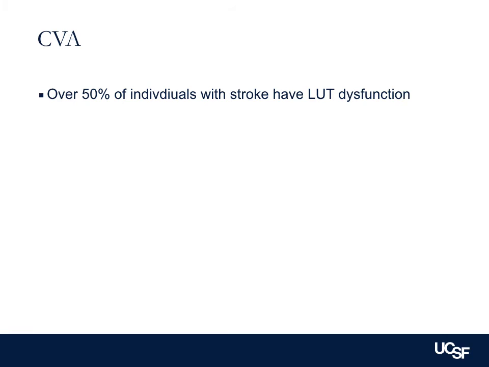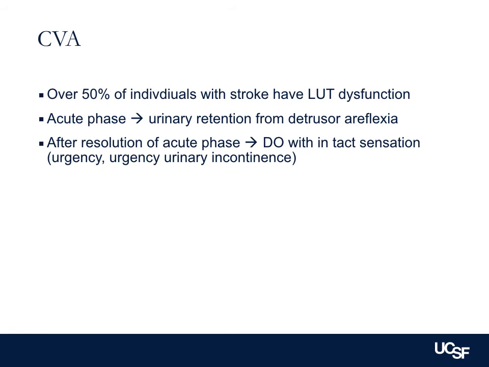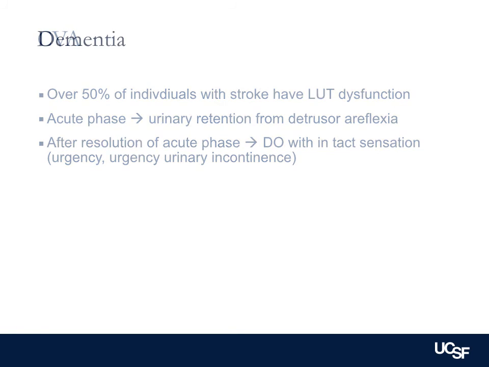So now we're going to go through different neurologic conditions and talk briefly about each of them and their resultant lower urinary tract dysfunction. Starting with stroke or CVA, over 50% of individuals with stroke have lower urinary tract dysfunction, so a high percentage. There's an acute phase which results in urinary retention from detrusor areflexia. And after the resolution of the acute phase, you can have detrusor overactivity with intact sensation. So oftentimes these patients are really bothered by sense of urgency, frequency, and urgency urinary incontinence.